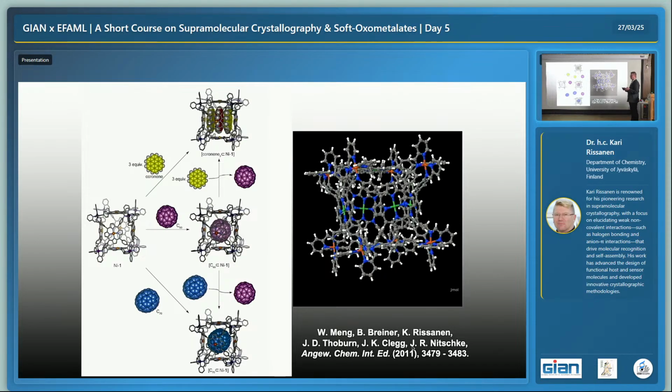So it's like a football in a box bouncing around, and C70 is bigger. Unfortunately, we never got an X-ray structure of those, but that was shown by NMR and mass spectrometry. But that was the X-ray structure of this one. And it was done a little bit more than 10 years ago.